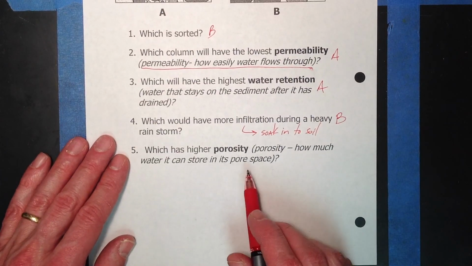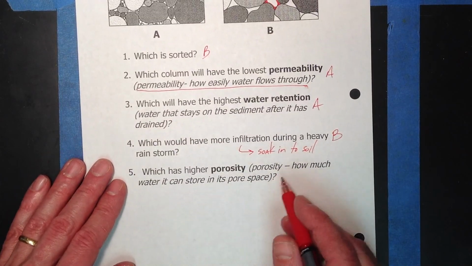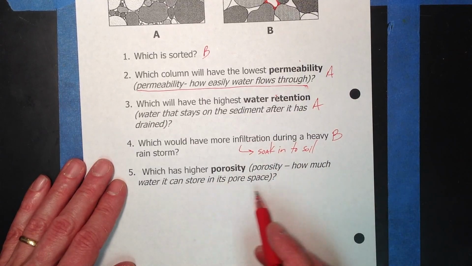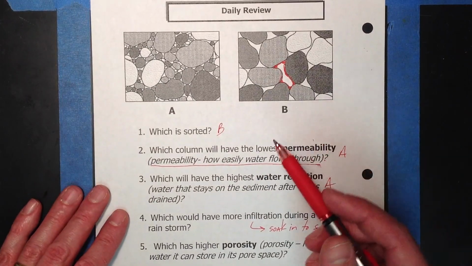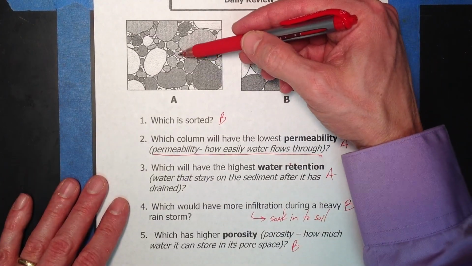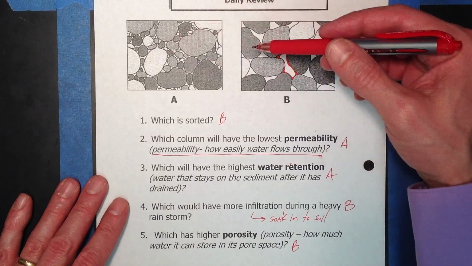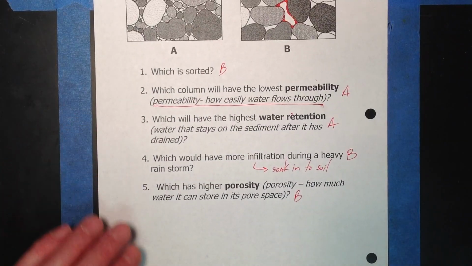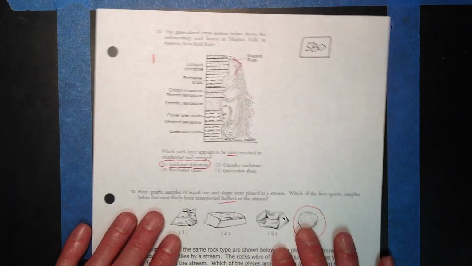And 5, which has higher porosity? Porosity, you know these terms. Know these terms here. And infiltration. Porosity, how much water it can store in its pore space. So the answer to this one is B. Higher porosity is B. The smaller rocks kind of fill in there. Less open space, more open space. Higher porosity is B. So that's homework 580.